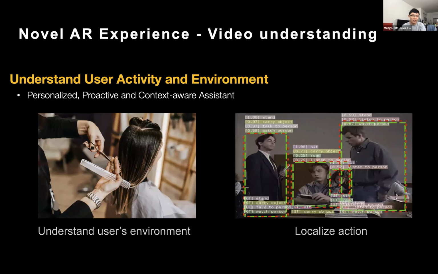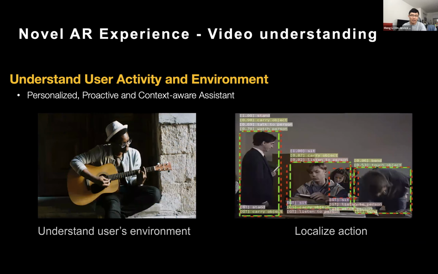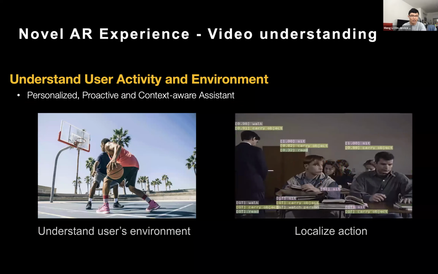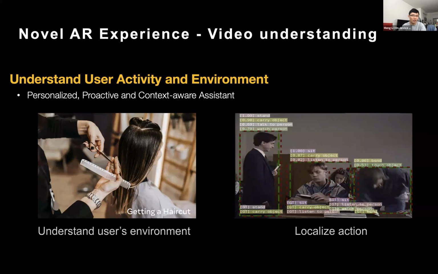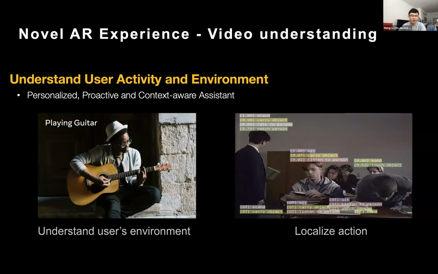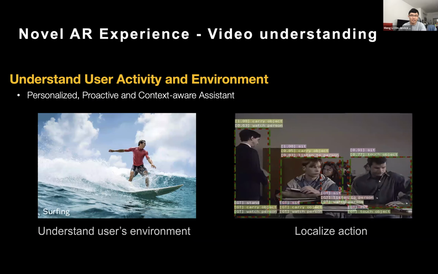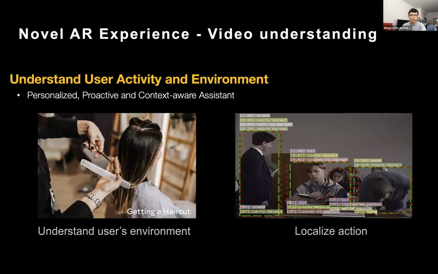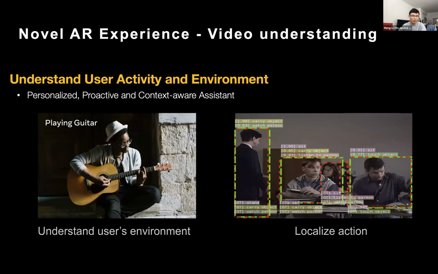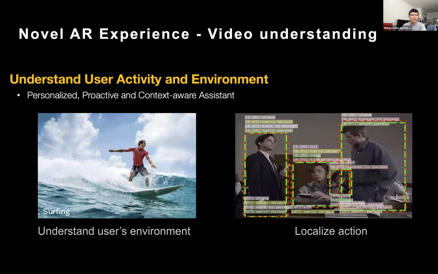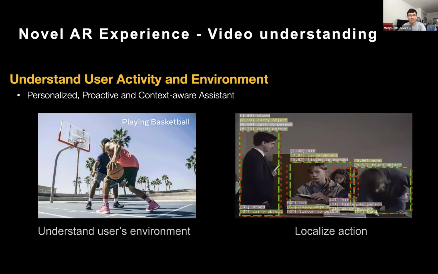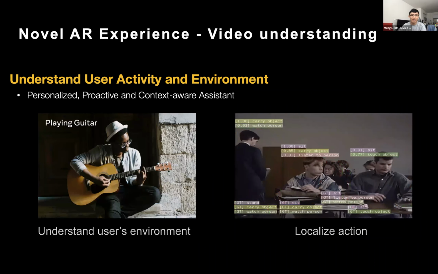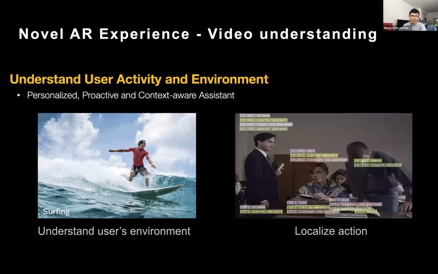On the left-hand side, this basically shows we can understand what the user is doing right now, like playing basketball or surfing or playing guitar. On the right-hand side, this is an example where, given a video, you can localize different people in the scene and also understand what they are doing. And based on this information, video understanding can provide us with a personalized, proactive, and context-aware assistant.